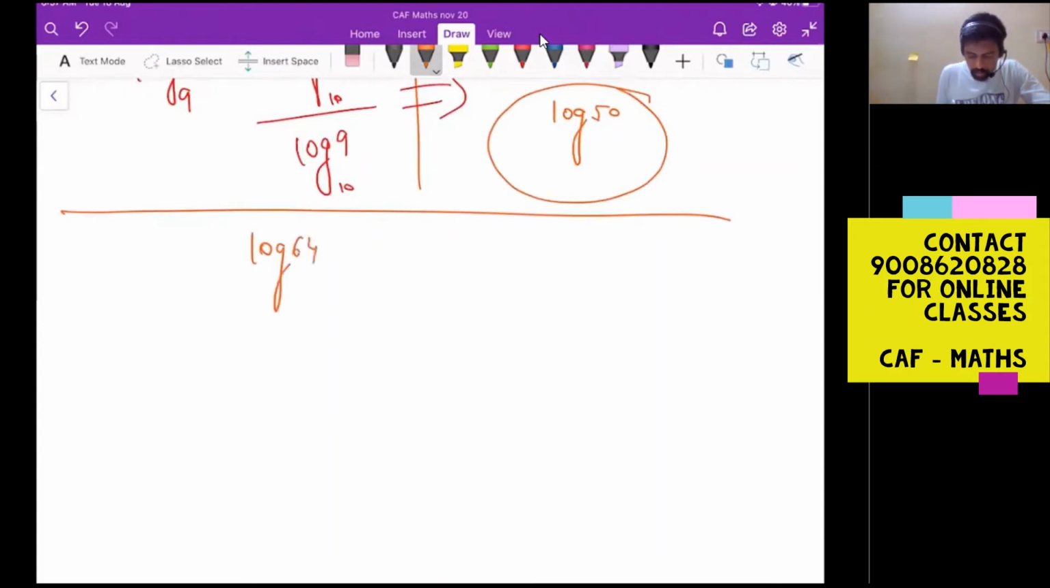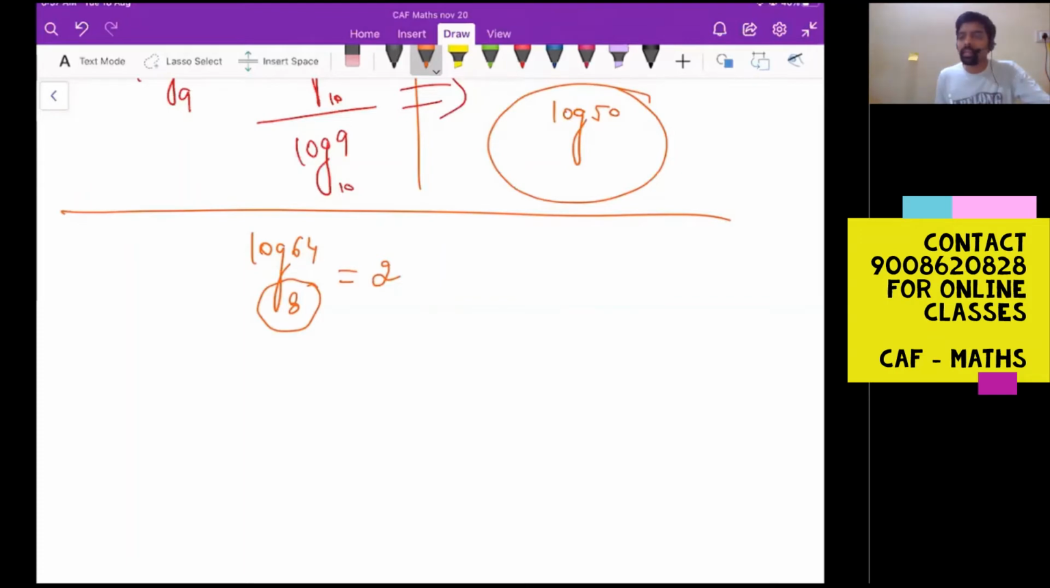Log 64 to the base 8. What will be the answer, guys? Quickly chat in. What does it mean? What should be the exponent for 8 such that the number becomes 64? Yes, good. It is 2, correct? Because 8 squared is 64. 8 into 8 is 64.